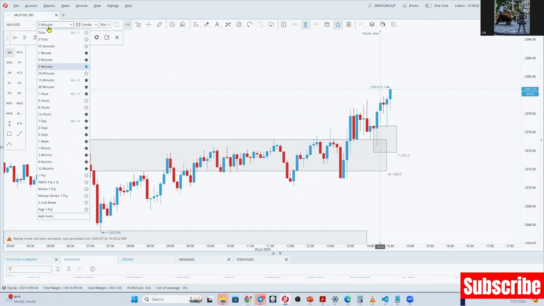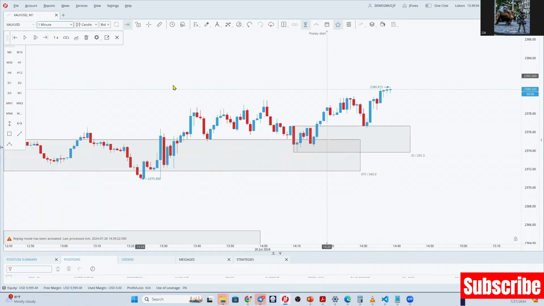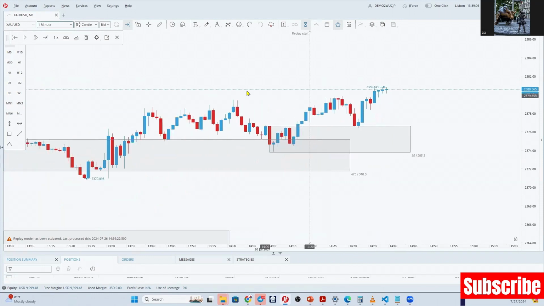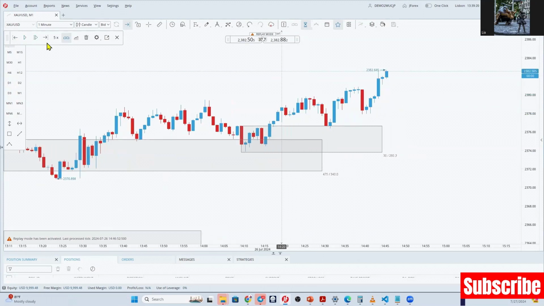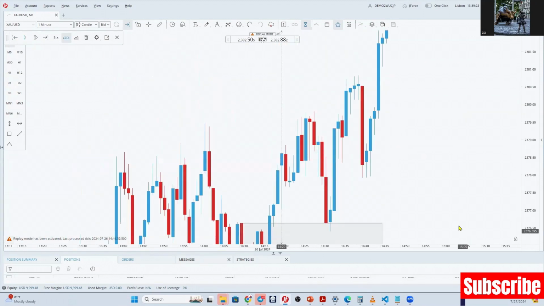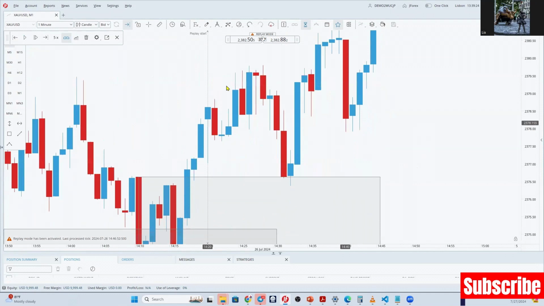I will just monitor 1 minute to look for patterns. So on 1 minute, I'm looking for patterns. So let me do 2. Sorry, 5. Okay, 5 is good. Let's play. Okay, so here, look at this. We have a strong support.